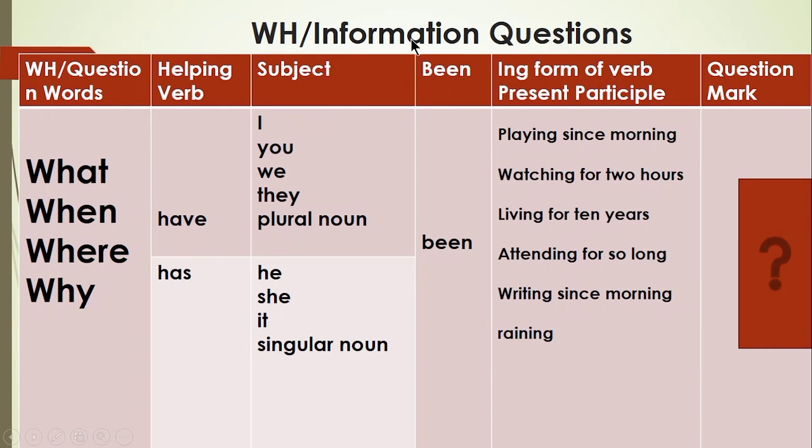Next we have WH questions or information questions. So first we bring WH words: what, when, where, how, why, etc. Then has and have according to the subject.